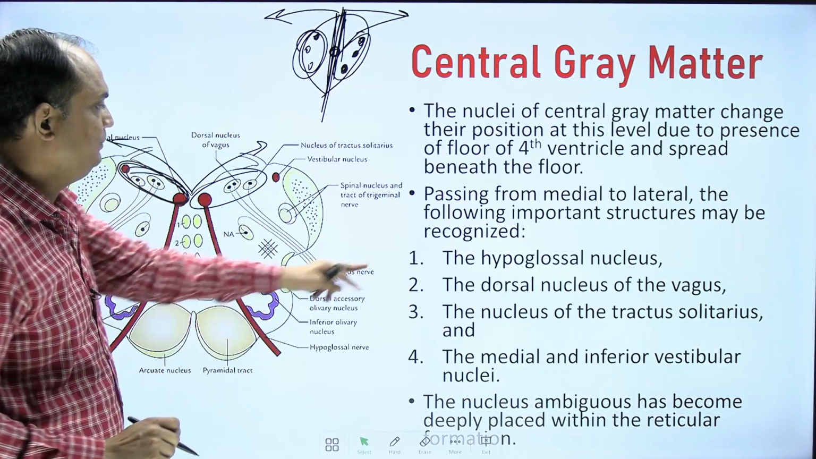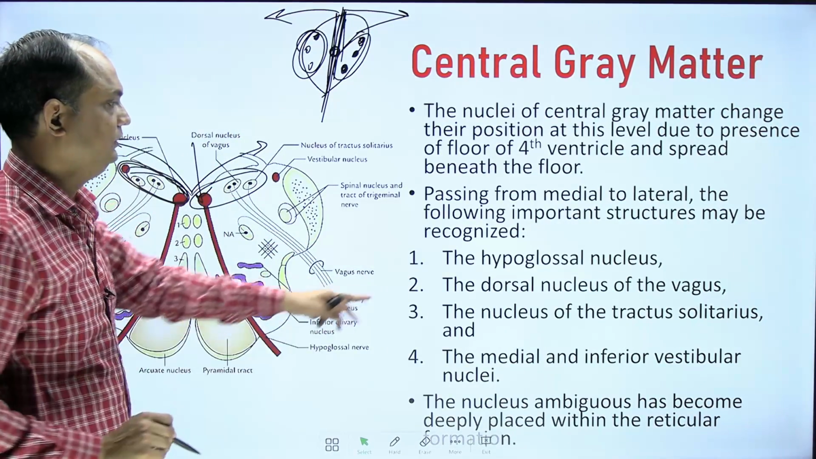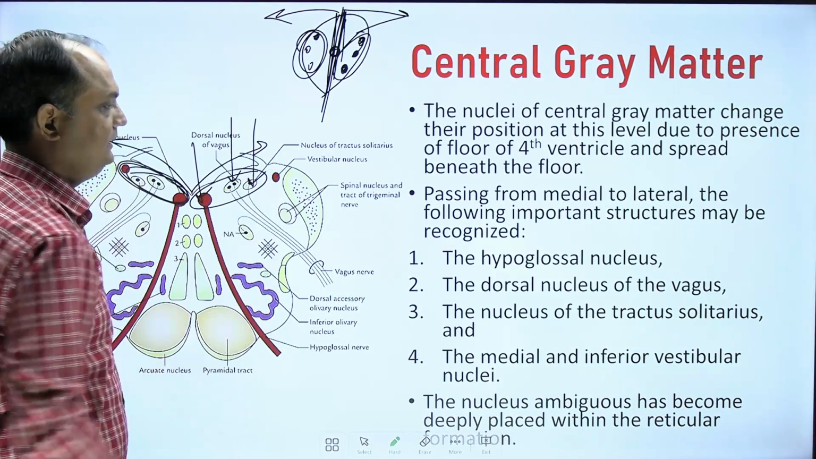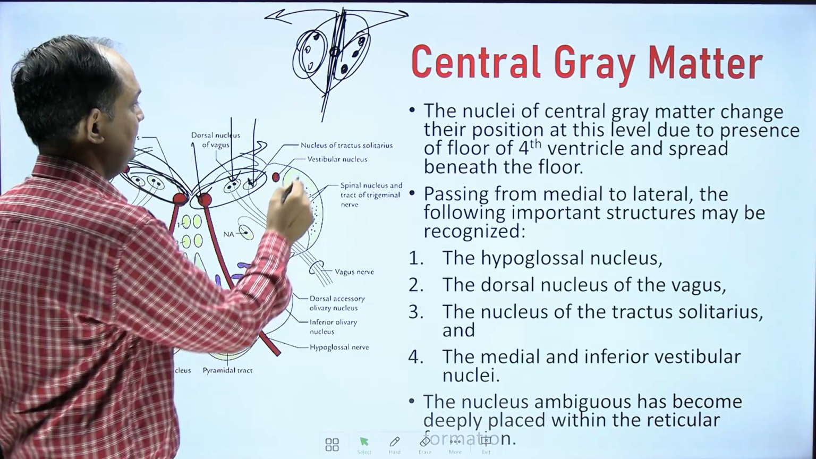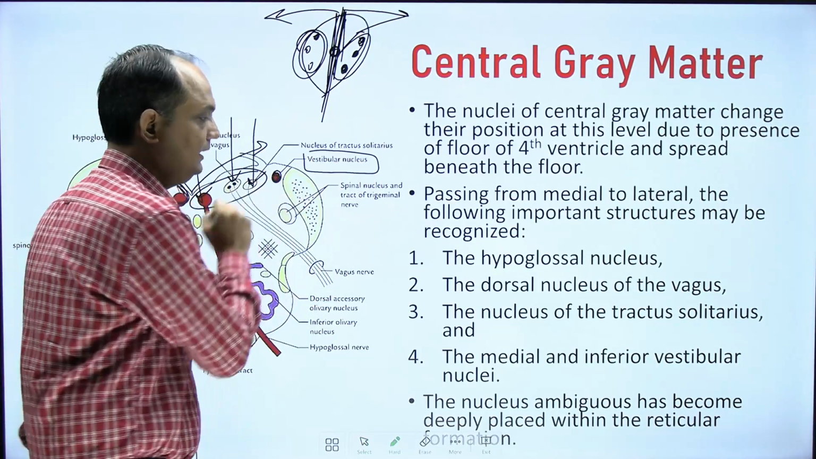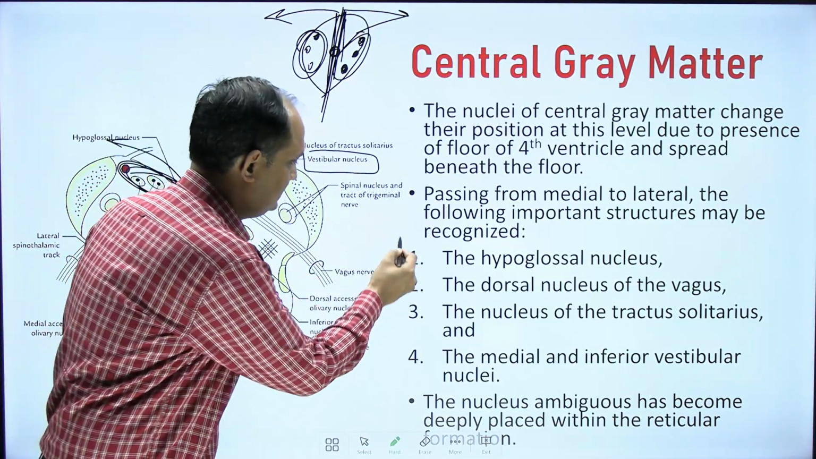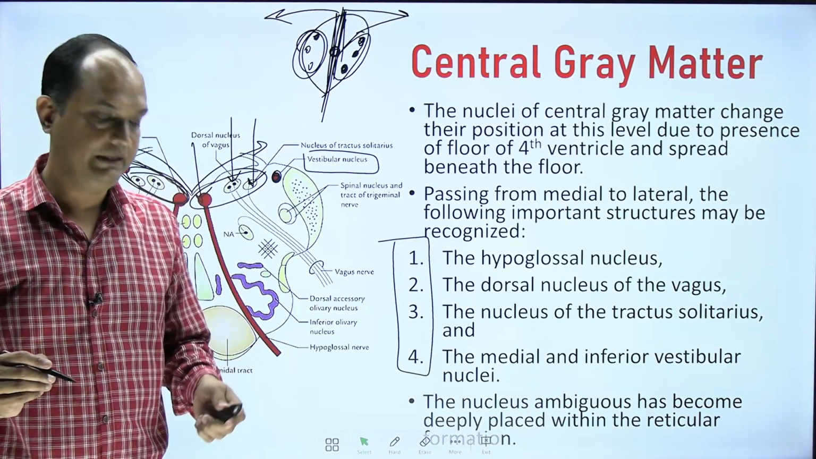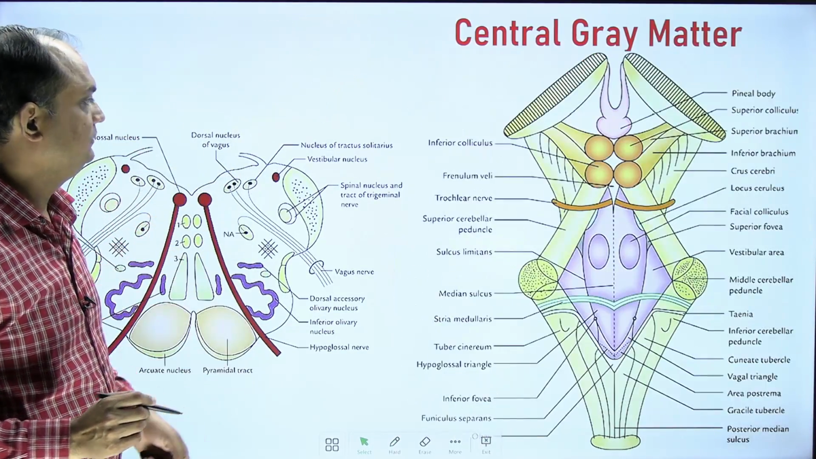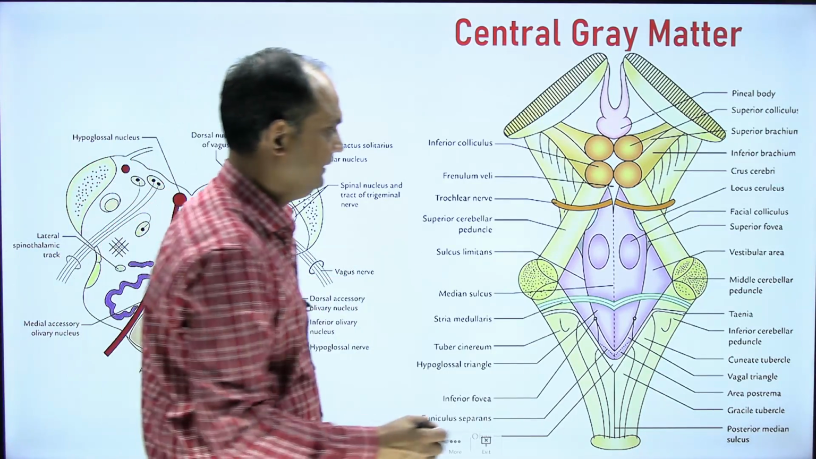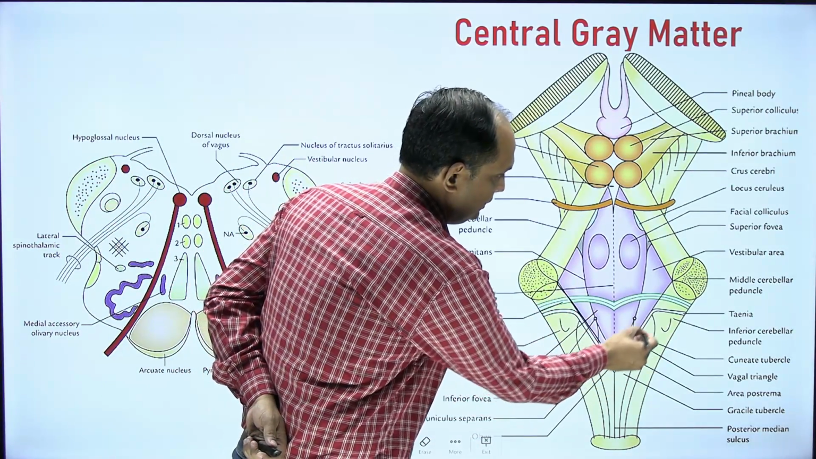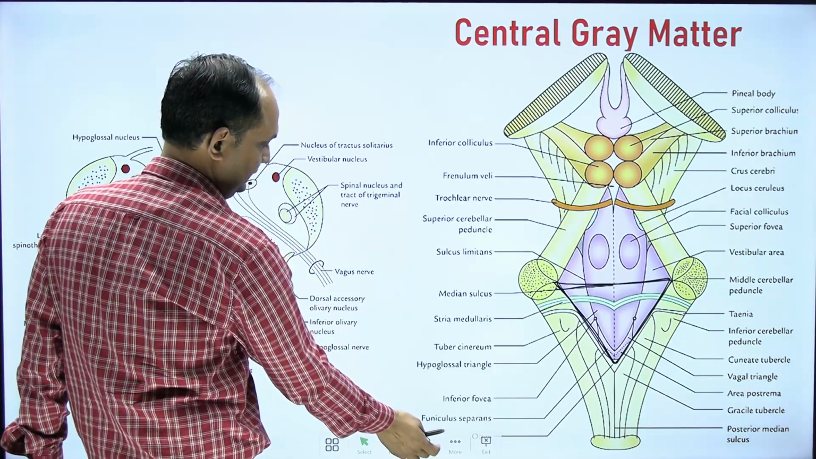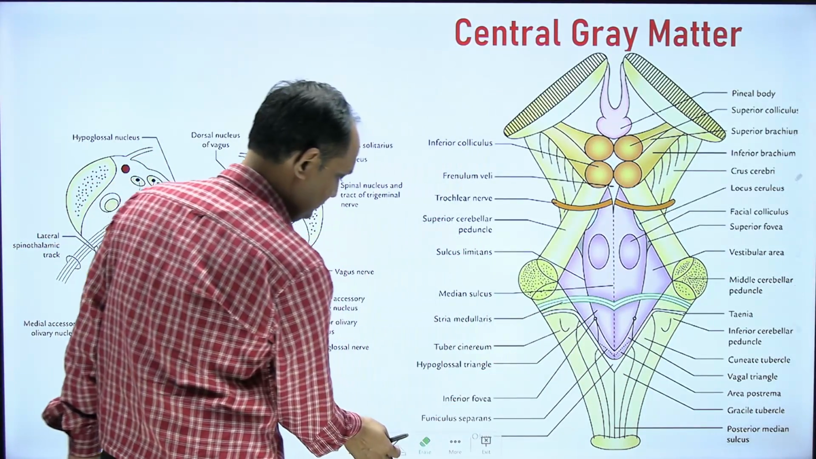So you will find these four important nuclei in the floor of your fourth ventricle. What are these nuclei? Hypoglossal nucleus, then the dorsal nucleus of vagus, then the nucleus tractus solitarius, and there is one more add-on nuclei, that is the vestibular nuclei. Clear? This is the important thing to understand, that whenever you are drawing the floor of the fourth ventricle, you have these different areas also, which you can appreciate here. This is the area which forms the lower part of the floor of the fourth ventricle. Here you can draw these nuclei also.